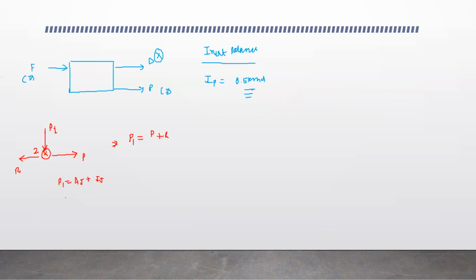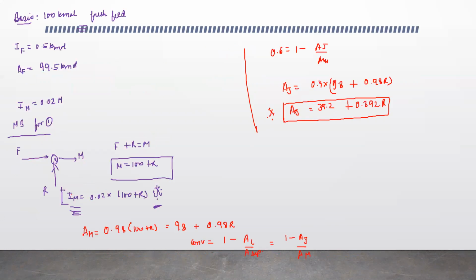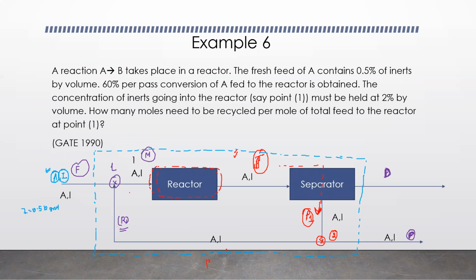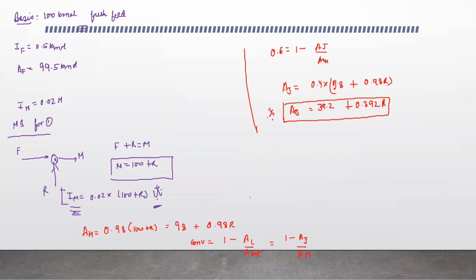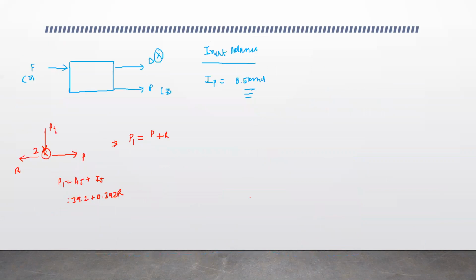So it's 39.2 plus 0.392 R. That was the A in the J stream. And we have inerts in the mixed stream, that is IM. Here we have inerts. Now these inerts, since they do not participate in the reaction, will come here as they are. So Ij is going to be equal to Im, right? So Ij is 0.02 M, which is 0.02 into 100 plus R.